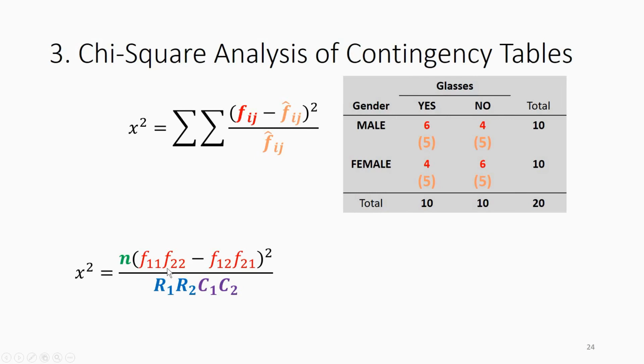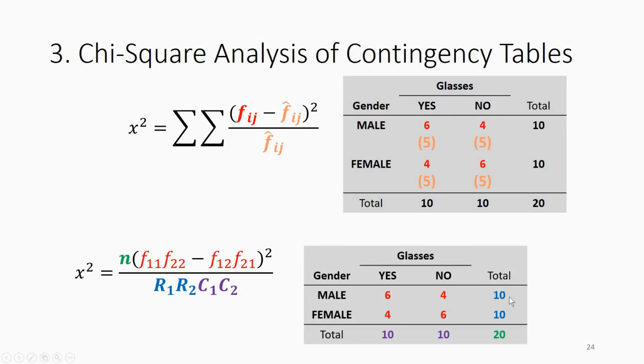concept. Because for this one, if you observe, they don't really deal with the expected frequency. What you need to put in is just the first observed value, f11, f21, multiply them, minus f12, f21, then square it, multiply by n, which is 20, divide by the sum of the first category, second category for the row, and also the column first category, second category. That's all.